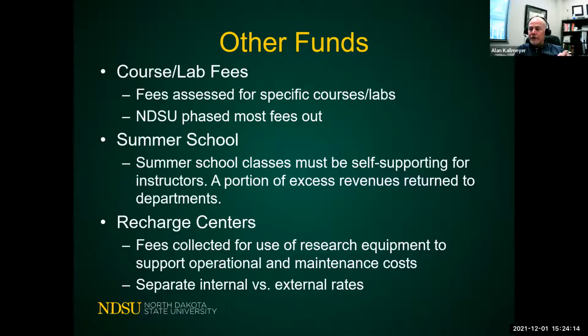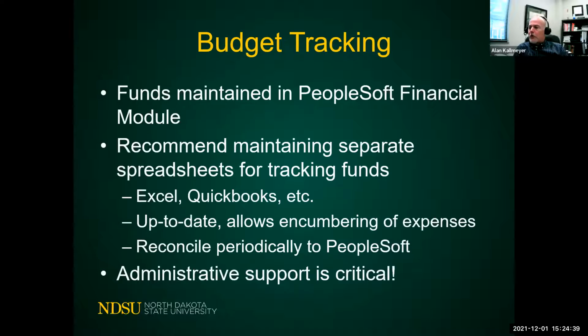as long as you're not competing with other local companies, right? So you can't be in competition with private companies by undercutting their rates. So you have to set rates for external users that are on par with the rates in the community by local companies. So that's kind of the overview of the different types of funds.